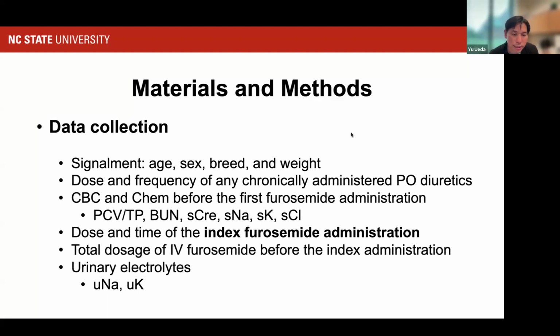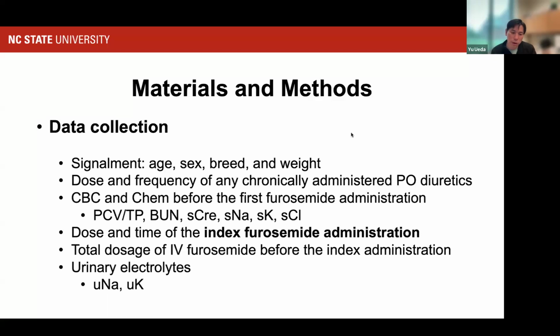They also collected the CBC and chemistry information before the first furosemide administration, including PCV, total solids or total protein, BUN, serum creatinine, and serum sodium, potassium, and chloride concentrations. They also collected information about the dose and time of the index furosemide administration. The index furosemide administration is the IV furosemide dose given immediately preceding the urinary sodium concentration measurement. So it is the IV furosemide that was given before the urine sodium concentration measurement.